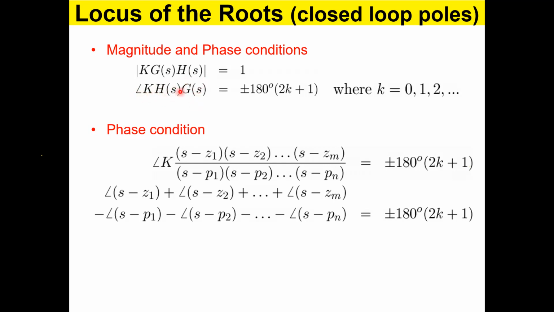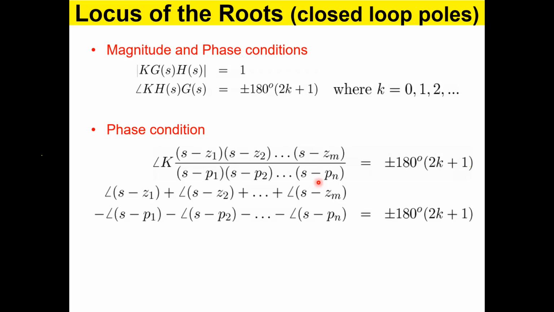now HS is a transfer function. It is the sensor transfer function. GS is the open loop transfer function. So if you look at these transfer functions, you have seen before, they are rational polynomials of S, like this. It is a polynomial of S in the numerator divided by another polynomial of S as the denominator. So both of these are like that, HS and GS. So when you combine them together, multiply them together, you generate something like this.